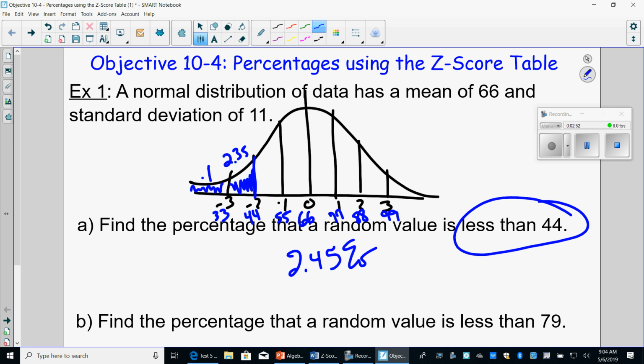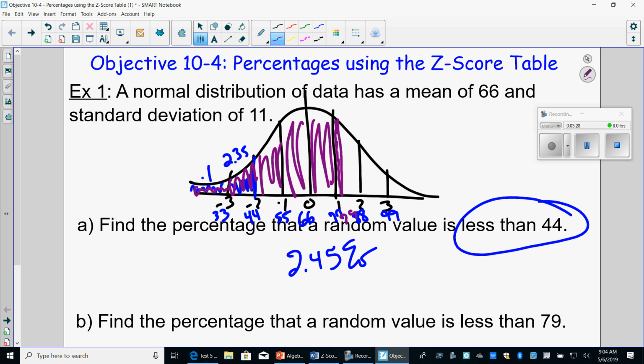The second question says, find the percentage that is less than 79. So let's mark 79. It's between 1 and 2. There's 79 right there. And I want all of this, all of this, all of that, and this little piece right here. My question is do I know what it is exactly? No. And that is where your Z table comes into play.